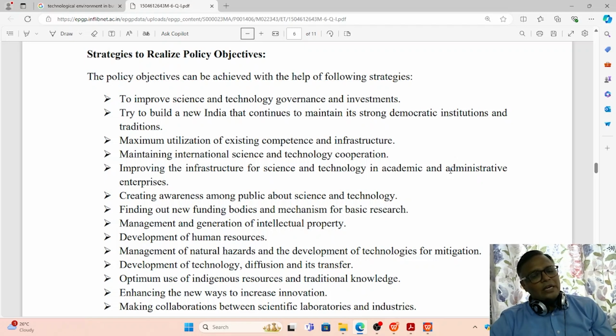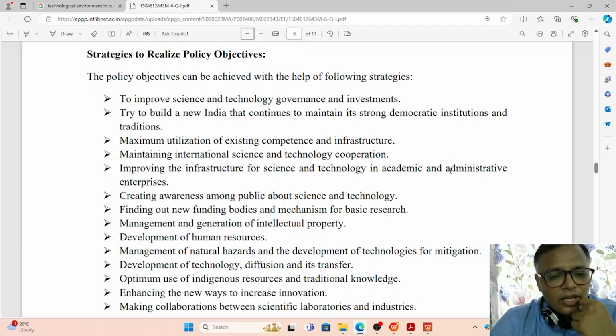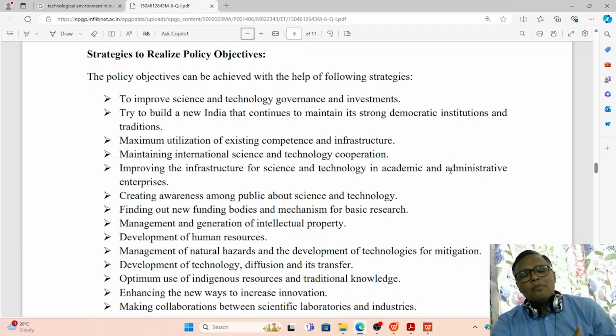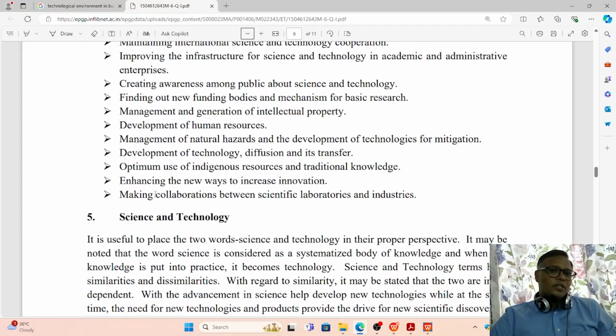Next is the optimum use of indigenous resources and traditional knowledge. The policies drafted by the organization should ensure maximum and utmost utilization of all the resources in the organization. These resources can be man, money, machine. It can even be the technology, or any other tangible or intangible assets. All these resources should be optimally utilized, and there should always be a focus on utilizing things carefully and knowledgeably. Next is enhancing new ways to increase motivation. And lastly, making collaboration between the scientific laboratories and the industries.